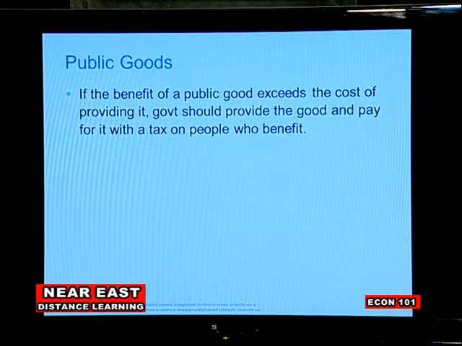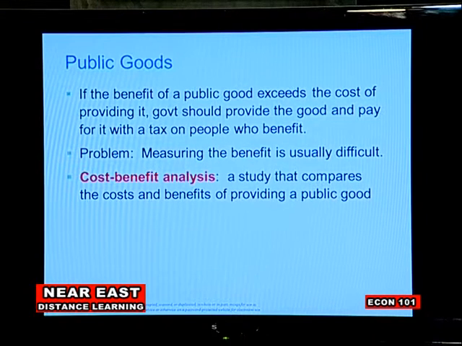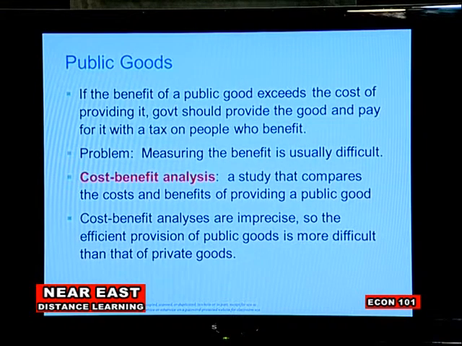If the benefit of a public good exceeds the cost of providing it, government should provide the good and pay for it with a tax on people who benefit. The problem here is how to measure the benefit. It's difficult because you are not paying, so you cannot measure the benefit. So we have cost-benefit analysis, a study that compares the costs and benefits of providing a public good. Cost-benefit analyses are imprecise, so the efficient provision of public goods is more difficult than that of private goods.